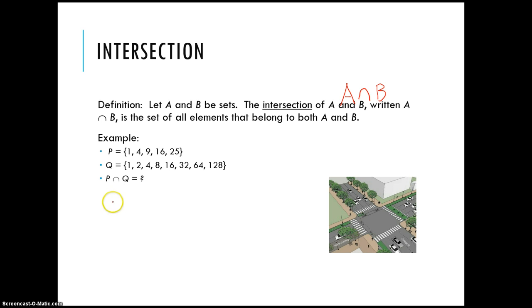Okay, so it has to be the things that are in both of those. So let's see here. What would be in both of those? I'm trying to do some set notation here, but it's not letting me do it. There we go. Is 1 in both of them? Yes. Is 2 in both of them? No. 4 is in both of them. Is 8 in both? No. 16 is in both of those. And that appears to be it. So the intersection of sets P and Q would be the set of 1, 4, and 16. Those are the elements that are in both of the sets.